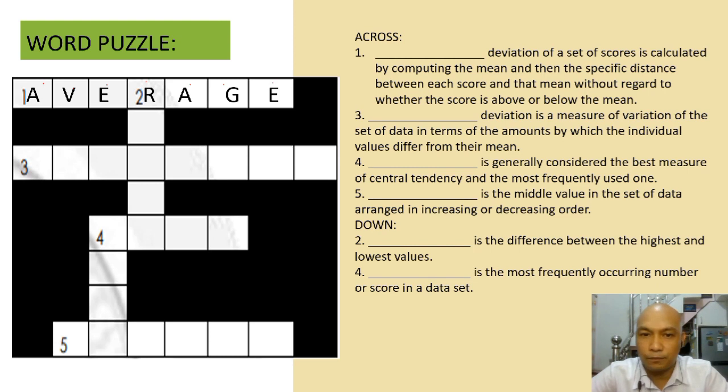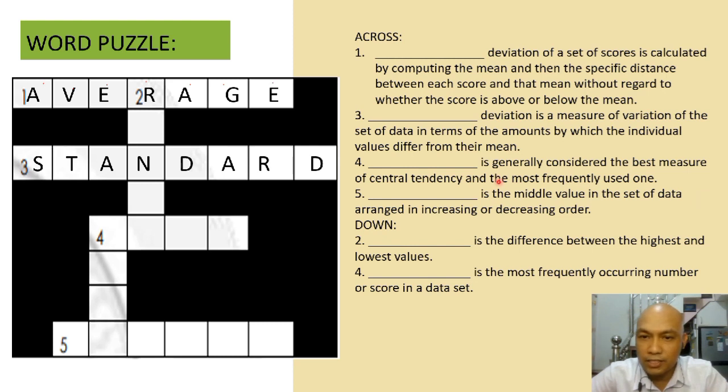ay average deviation. For the third one across ay blank deviation is the measure of variation of the set of data in terms of the amounts by which the individual values differ from their mean. So ang tawag natin dito ay standard deviation. Ito yung karaniwang ginagamit talaga kasi ito yung higher form of deviation na ginagamit natin.